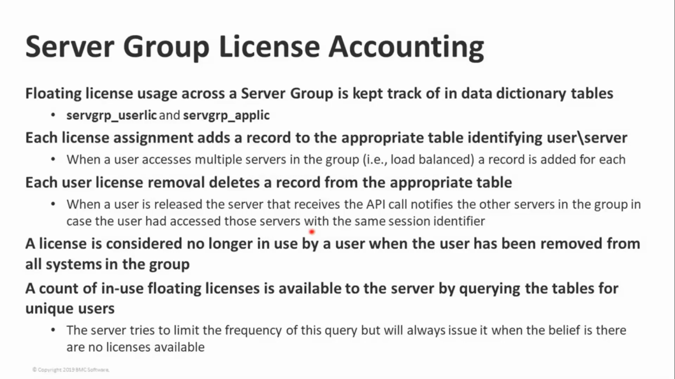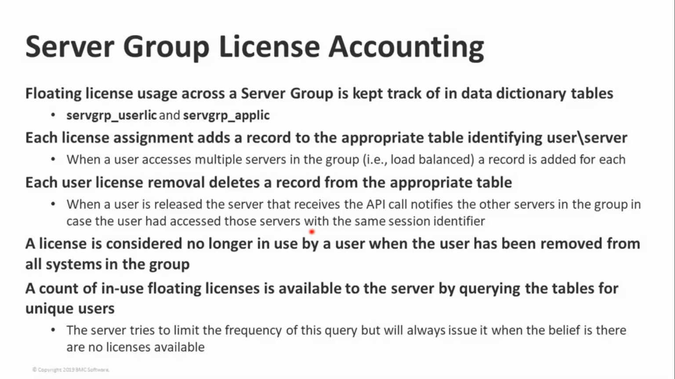So when a user is released from the server that receives the API call, I had mentioned before that it's going to notify the other servers in the group in case that user has accessed those servers with that same session identifier. So a license is considered no longer in use by a user when they've been removed from all systems in the group. And the server will use this table to get a count of in-use floating licenses by simply querying the table for unique users.